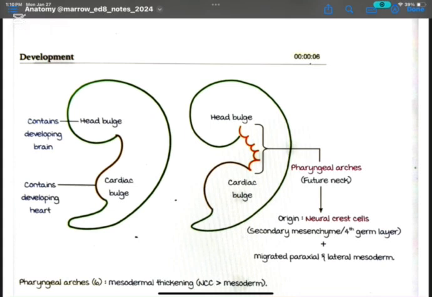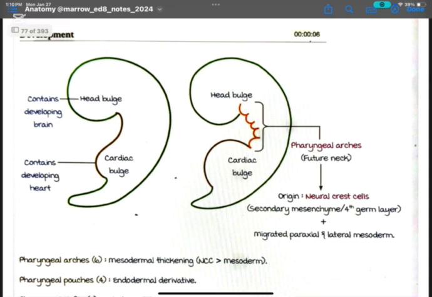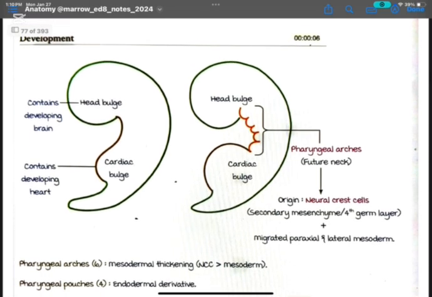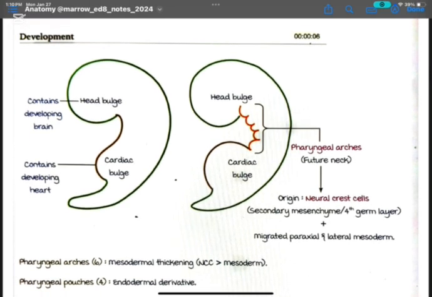Development. Head bulge, cardiac bulge. Head bulge contains the developing brain. Cardiac bulge contains the developing heart. Now, in between the head bulge and cardiac bulge you have the pharyngeal arches, the future neck.